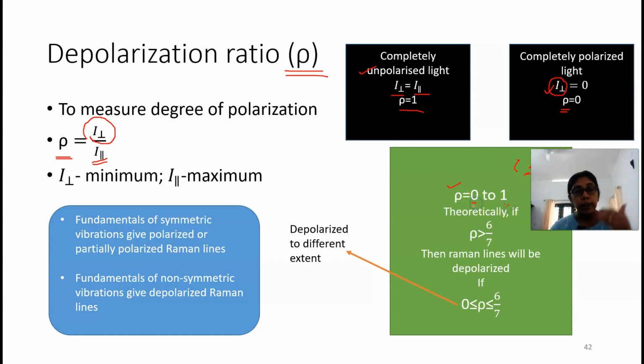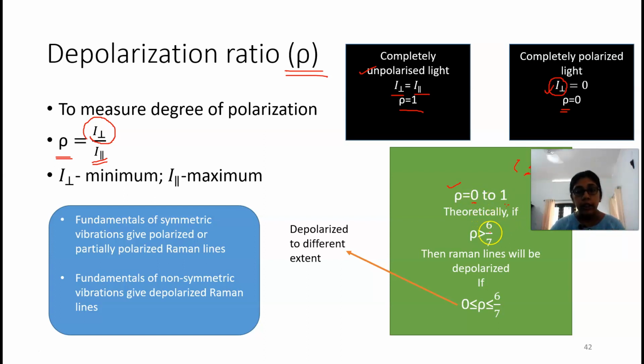And when interacting, after the interaction with the molecules, the electromagnetic radiation can be polarized to a certain extent. So the value can be in between any of this.